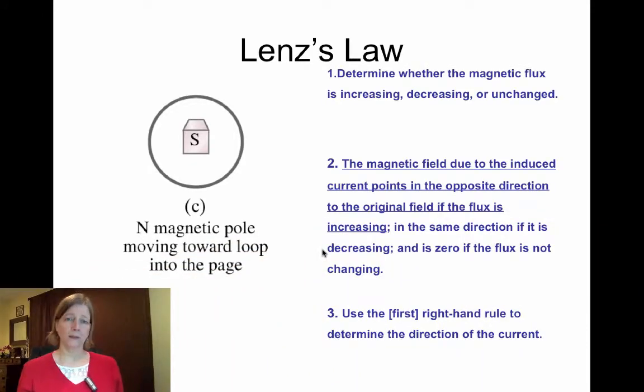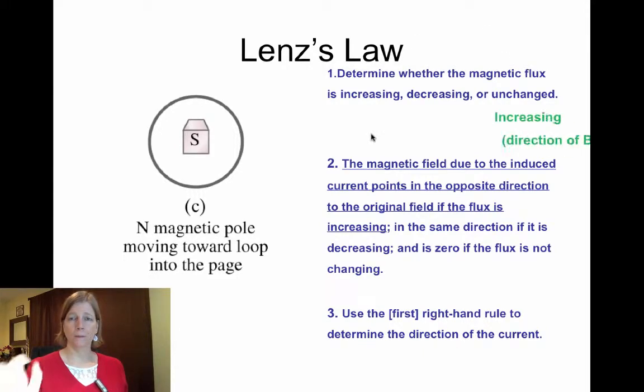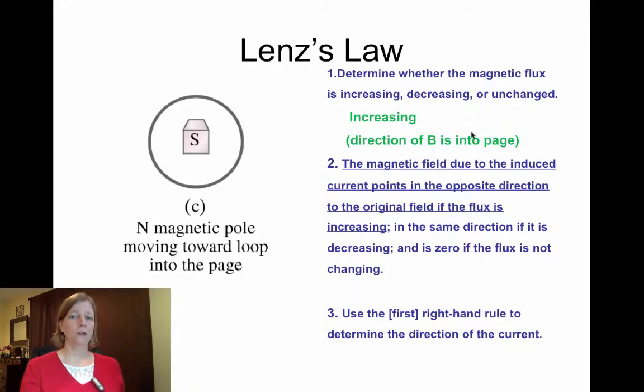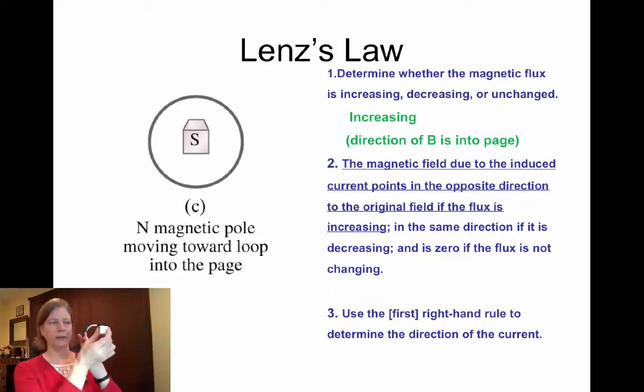So we go through our steps again, and I've actually made them a little bit more of a shorthand. Determine whether the flux is increasing, decreasing, or unchanged. If the magnet is approaching the loop of wire, then we're going to have an increasing flux through the loop of wire, so the flux is increasing. And again, I make note of the direction. The direction of the magnetic field is into the page. It's the north end of the magnet. Magnetic field lines come out of the north end, so the direction of the magnetic field going through the loop of wire is into the loop, or if we rotate it here, it's into the page.